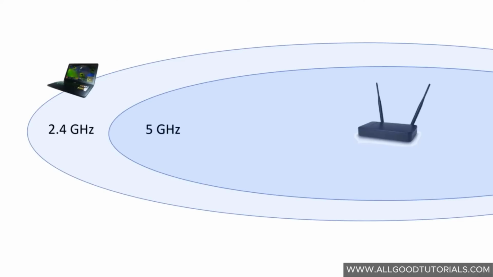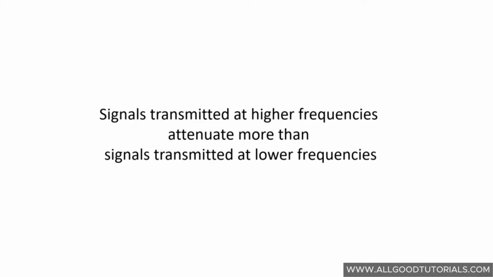Earlier on in this course, we talked about the benefit of moving to the 5 gigahertz band. It's important to realize that the 5 gigahertz band coverage is going to be less than the coverage that you get at the 2.4 gigahertz band. This is simply because signals that are transmitted at higher frequencies attenuate more than signals that are transmitted at lower frequencies, where attenuate means that they lose signal strength, so they simply just don't go as far.